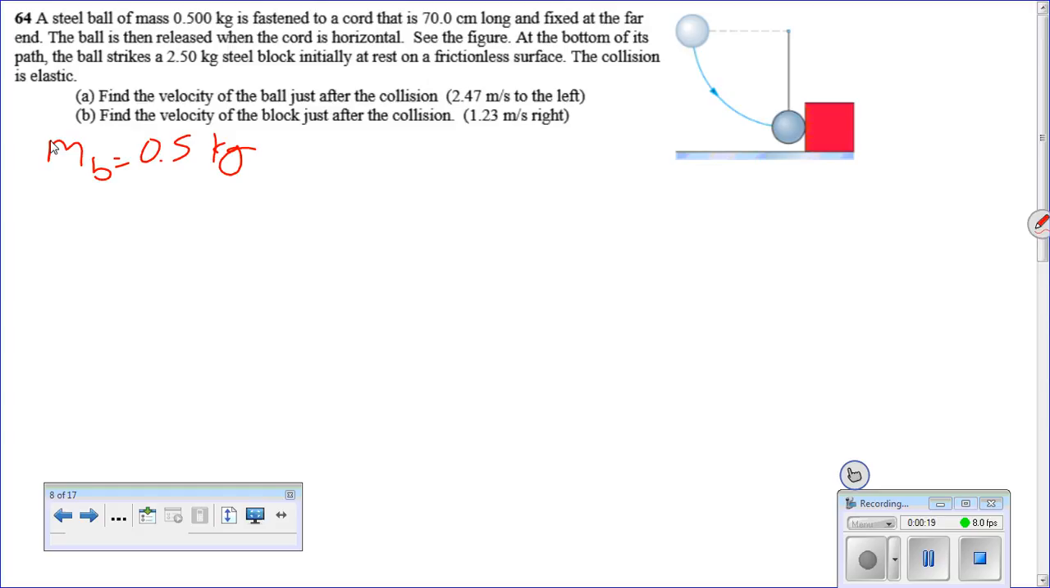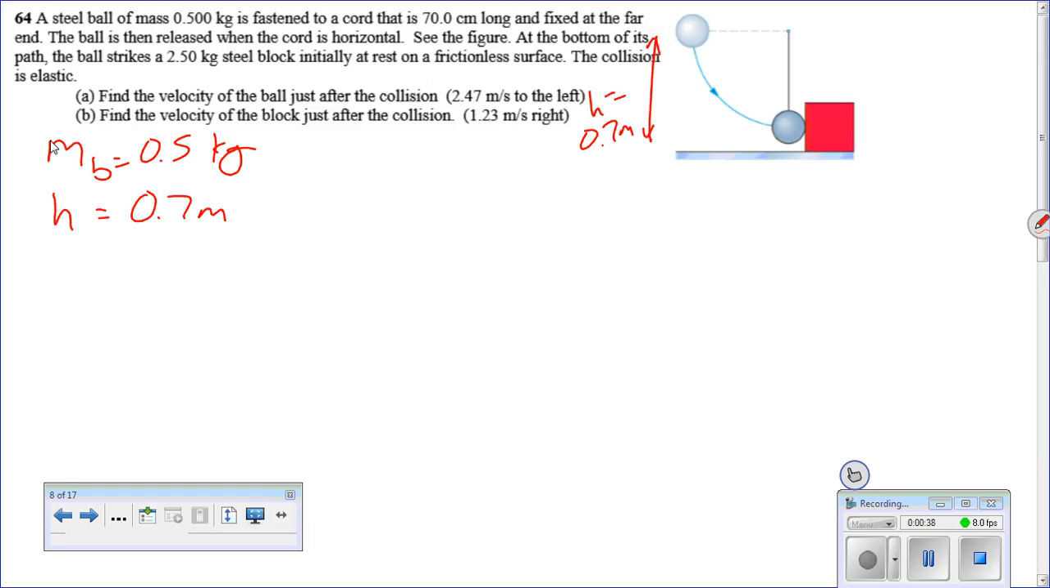So for us, why that's important is basically this thing is going to be falling from a height of 0.7 meters, right? So in a minute we're going to use some conservation of energy. So our height is 0.7 meters, 70 centimeters. All right, it's fixed at the far end. The ball is released when the cord is horizontal.